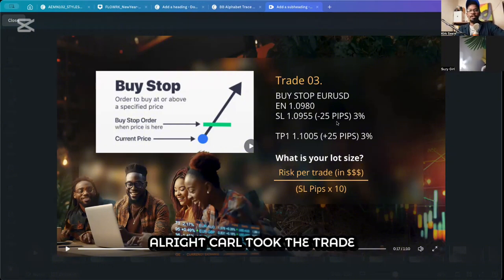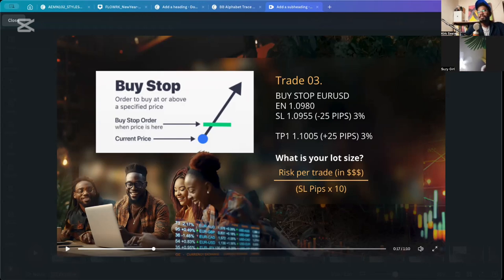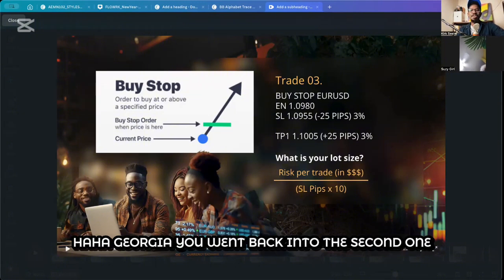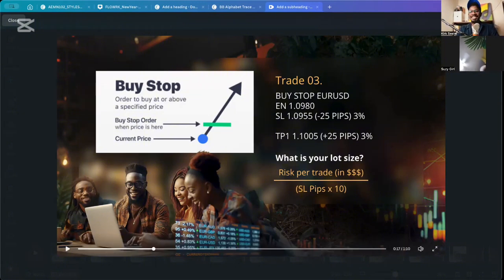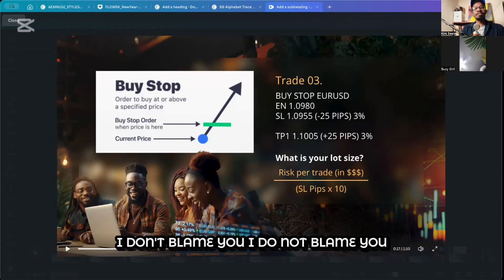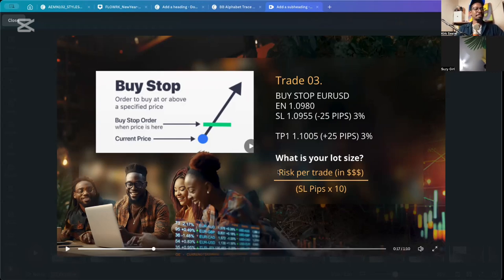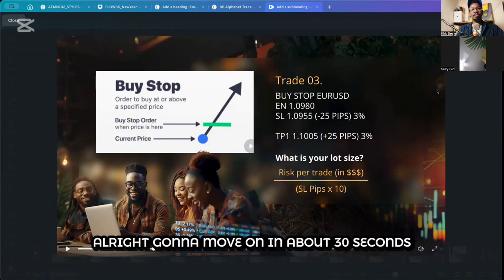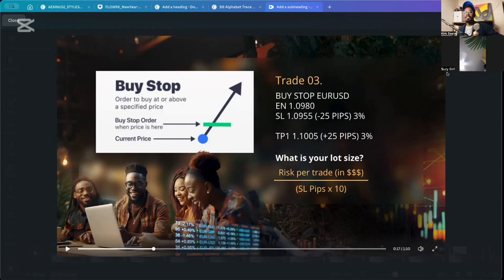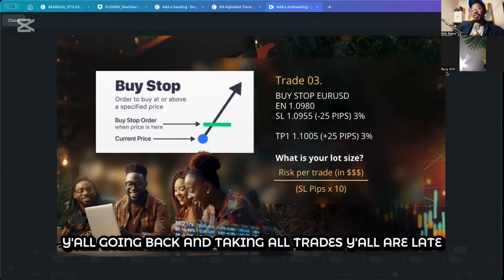All right, Carl took the trade. Georgia, you went back and took the second one. I don't blame you. I do not blame you. I'm going to move on in about 30 seconds. Y'all going back and taking old trades. Y'all are late.